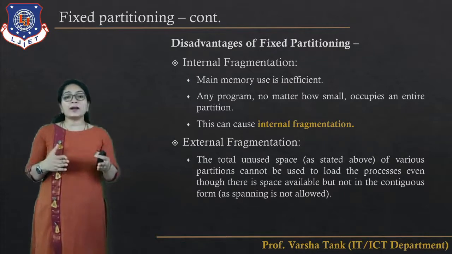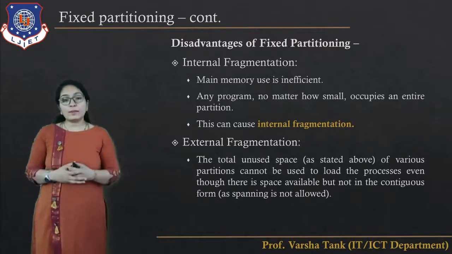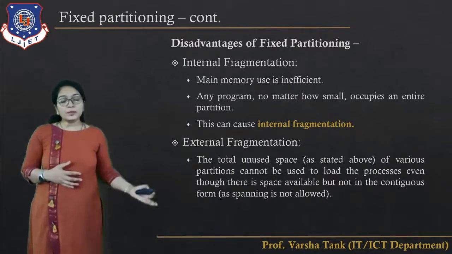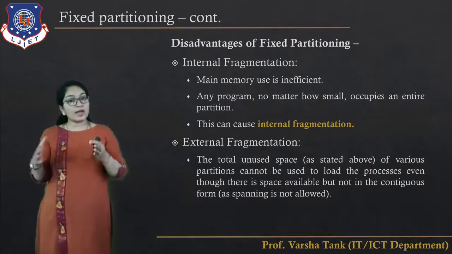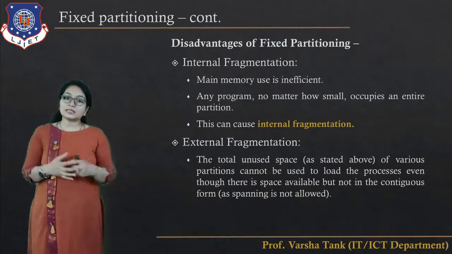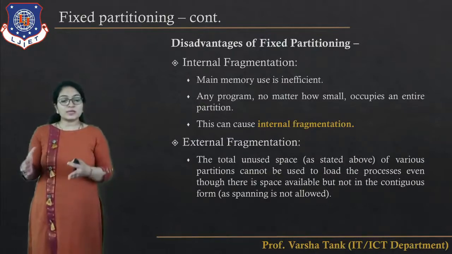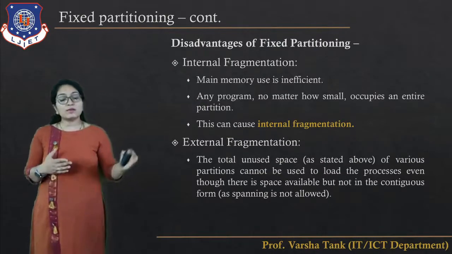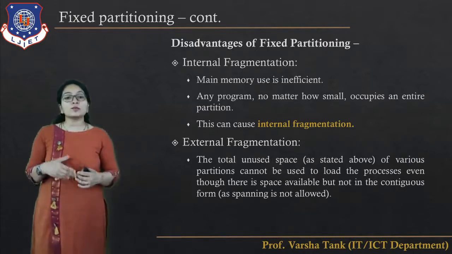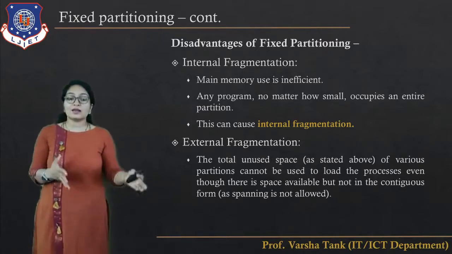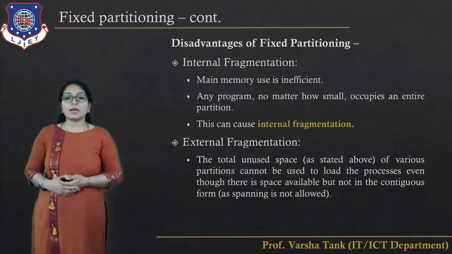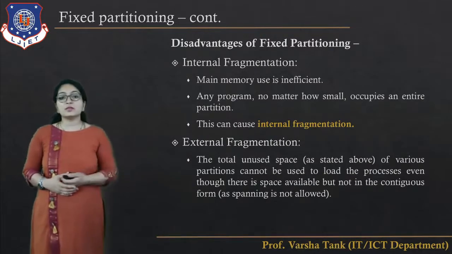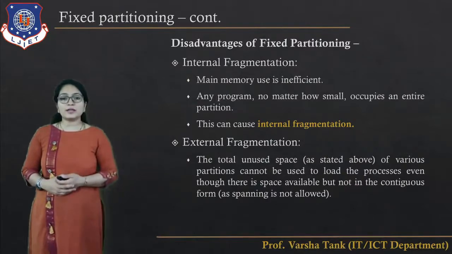Now in each and every partition we have 2 MB of space free. Another process comes that is again of 6 MB size, and we have the total available space of 6 MB, but that space is not contiguous. So we cannot allocate that newly arrived process for execution, as there is external fragmentation in that memory area. That is the disadvantage of fixed partitioning.